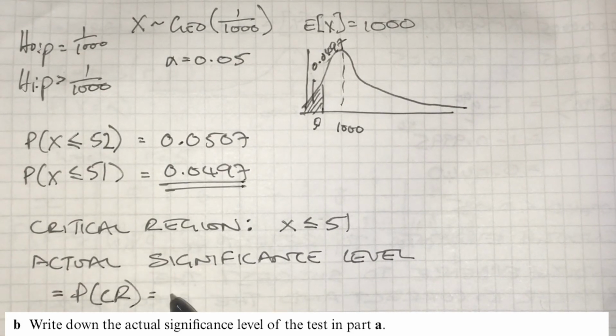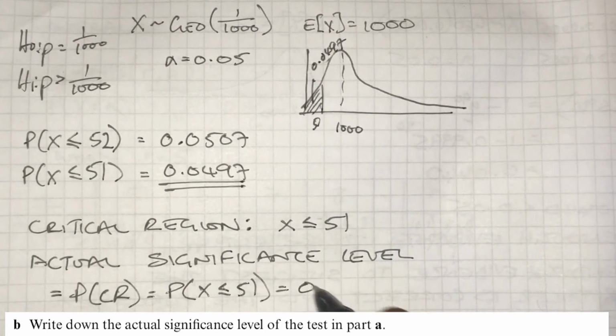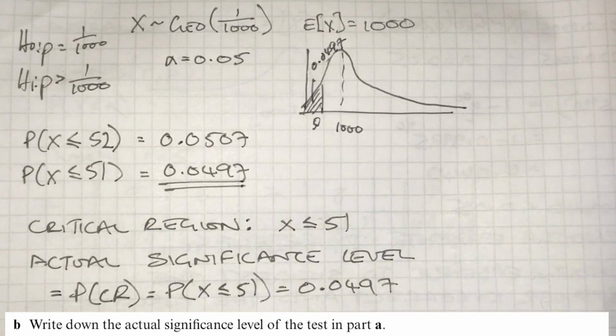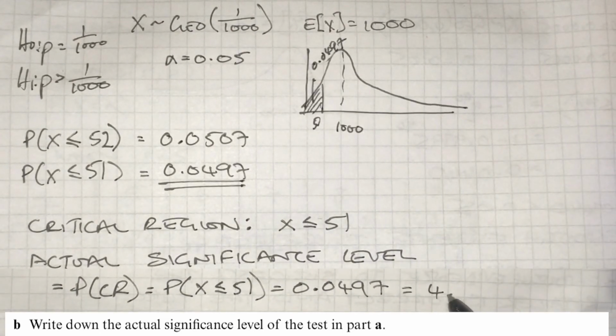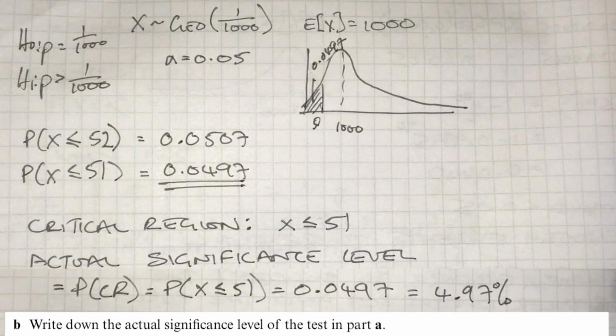Okay, once again, the actual significance level in this case is the probability of the critical region, and that's the probability X is less than or equal to 51. If you use the technique I'm showing you, you would already have that answer written down, 0.0497, which is 4.97% for the actual significance level.